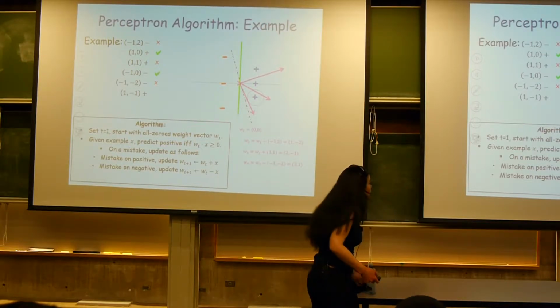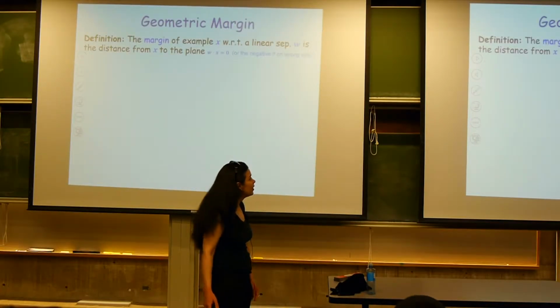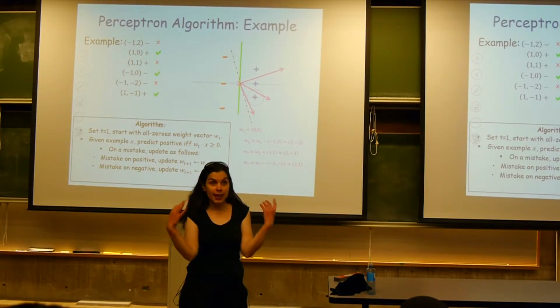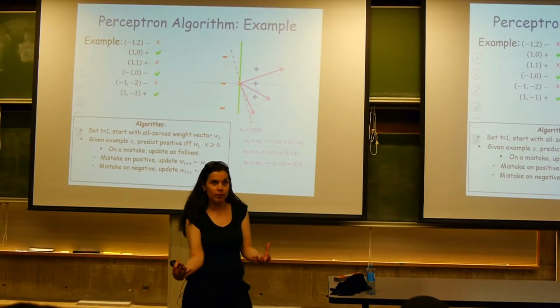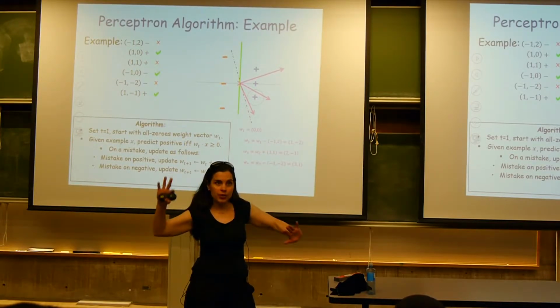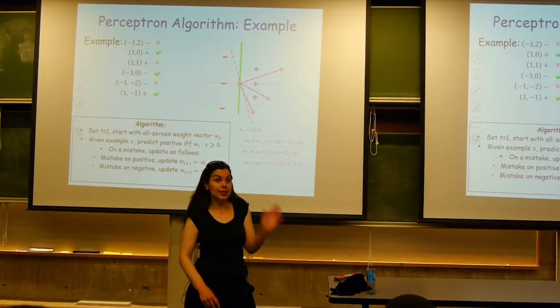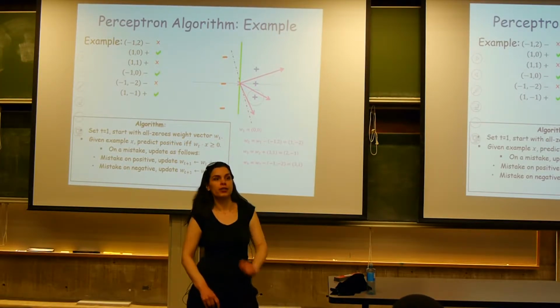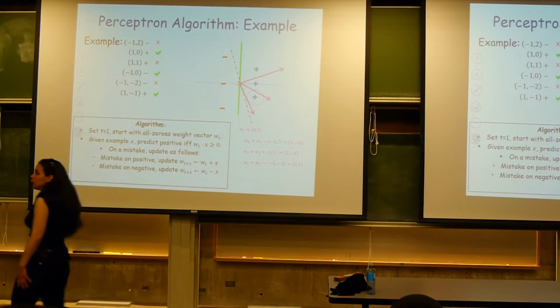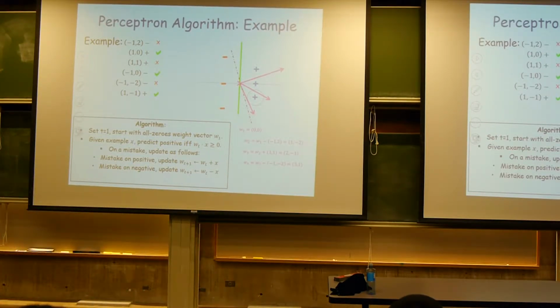Okay, so that's the algorithm, and it turns out you can analyze the performance of this algorithm as a function of the geometric margin. You can show that if the sequence of examples that we get has a large geometric margin, then the number of mistakes we're ever going to make depends just on that margin and nothing more. Now let me describe the notion of margin that Perceptron uses.